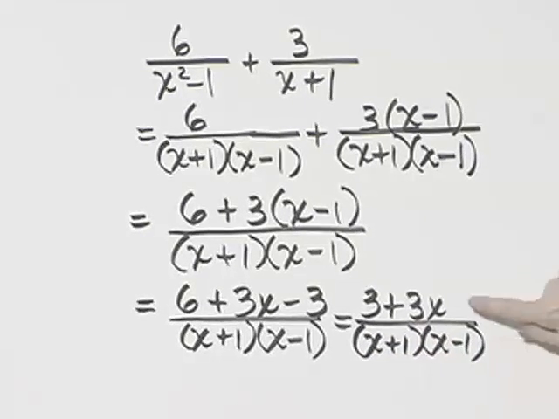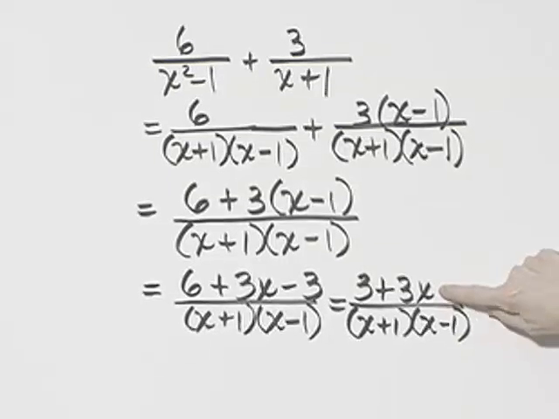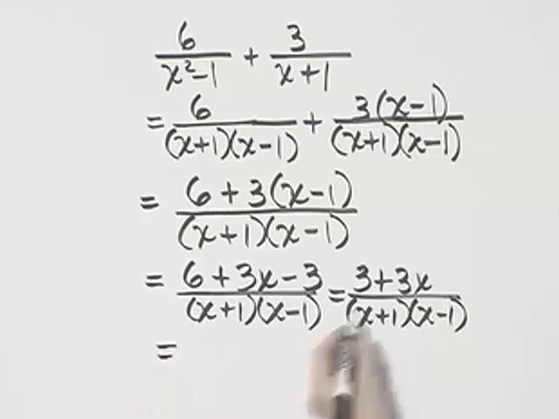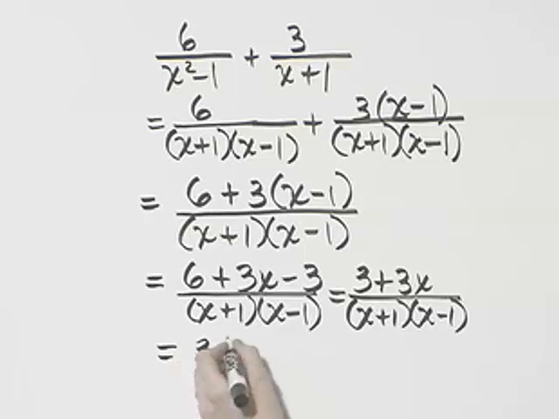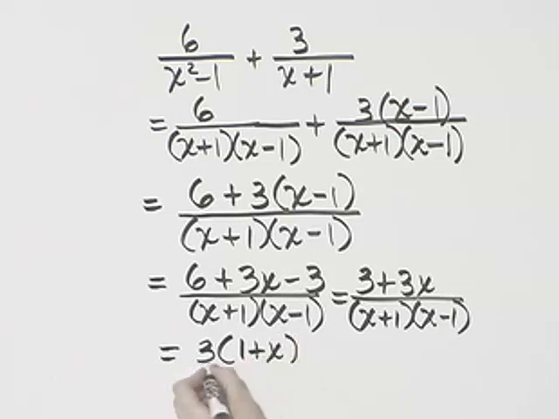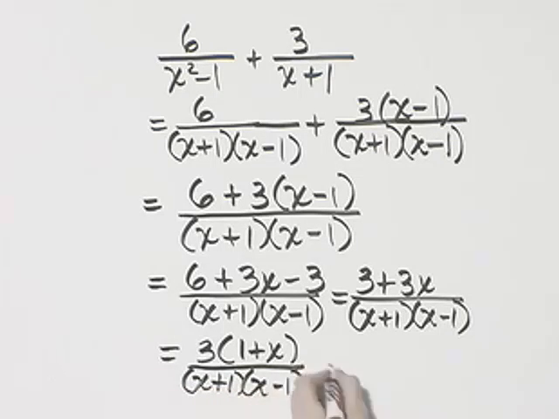Now, let's look at this numerator a moment. Notice there's a common factor of 3 that I can factor out. So I'll factor out the common factor of 3, and I'll have 1 plus x, and then keep rewriting that denominator, x plus 1 times x minus 1. I am simplifying. 1 plus x is exactly the same as x plus 1.